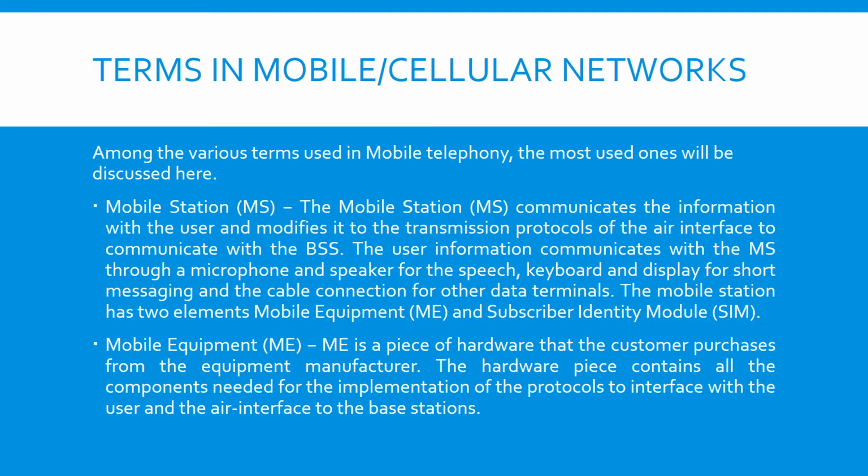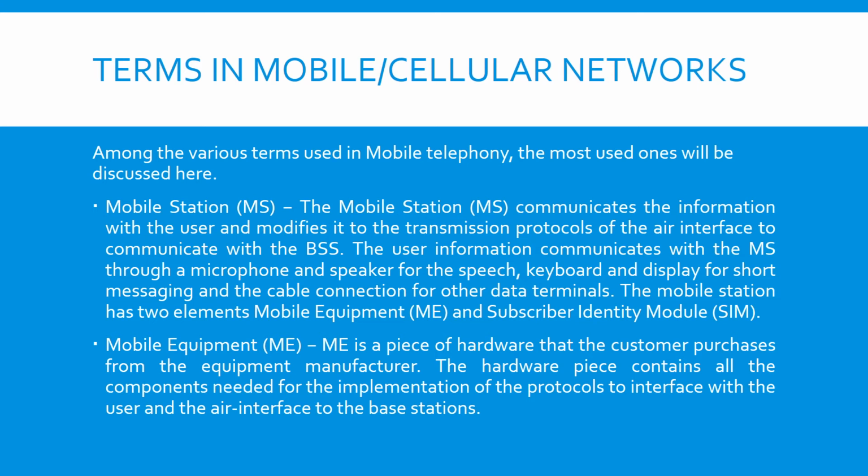Now, what are the various terms used in mobile or cellular networks? The first term is the mobile station. The mobile station communicates the information with the user and modifies it to the transmission protocols of the air interface to communicate with the BSS, the base station subsystem. So the user information communicates with the mobile station through a microphone and speaker for the speech, keyboard and display for the short messaging, and cable connection for the other data terminals.